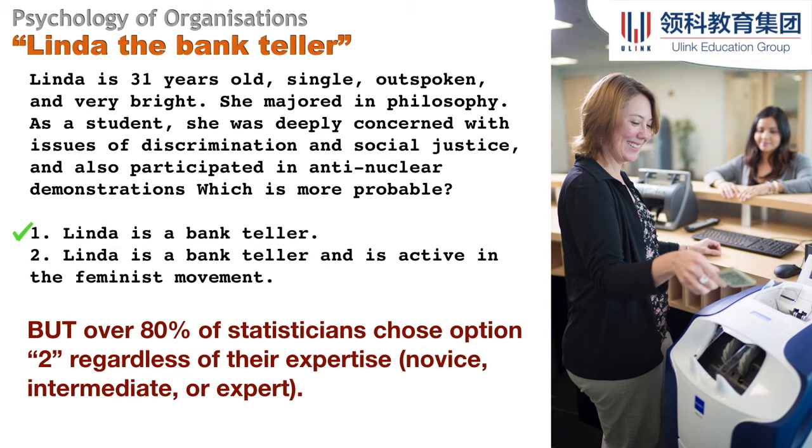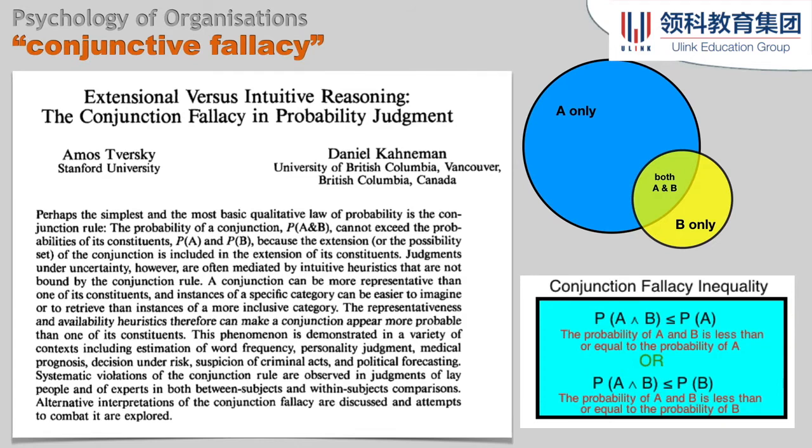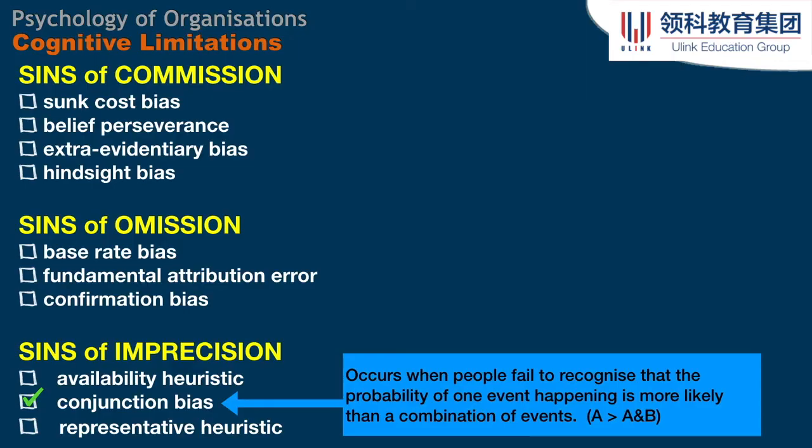And this is a fallacy or a bias or a limitation known as conjunctive bias or conjunctive fallacy. It's essentially a math problem: the subset of both happening is less likely than one happening. And this could be categorized, according to Forsyth, as a sin of imprecision. He has 3 categories of sins. Sins of commission, which are things that you do. Sins of omission, which are things that you overlook or ignore. And sins of imprecision, sins where you make mistakes regarding information.